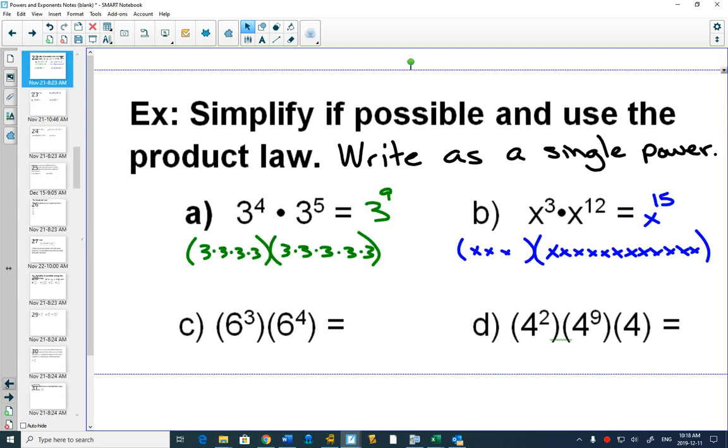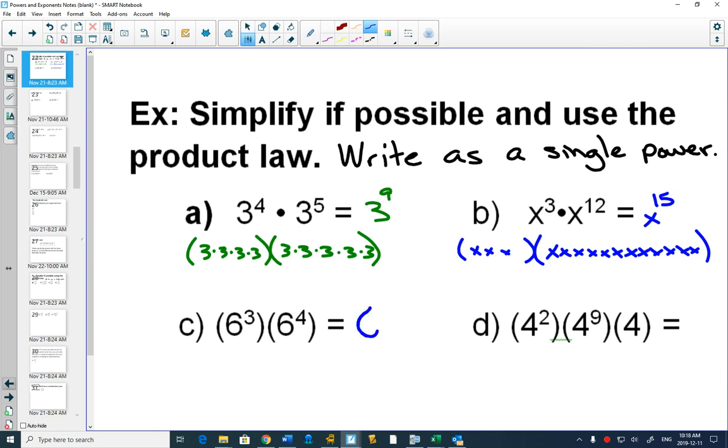How did you do? Did you get 6 to the 7? Did you get, in this one, 4 to the 2 and 4 to the 9 makes 4 to the 11, and then you have one more 4. There would be 12 of them, giving you 4 to the 12.